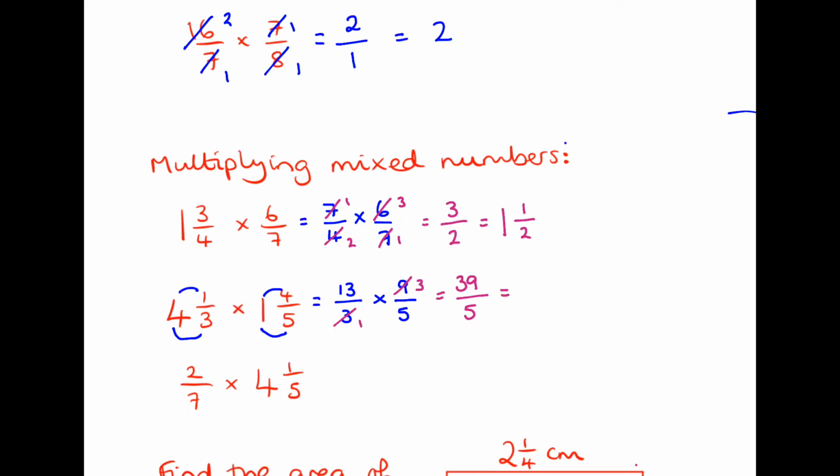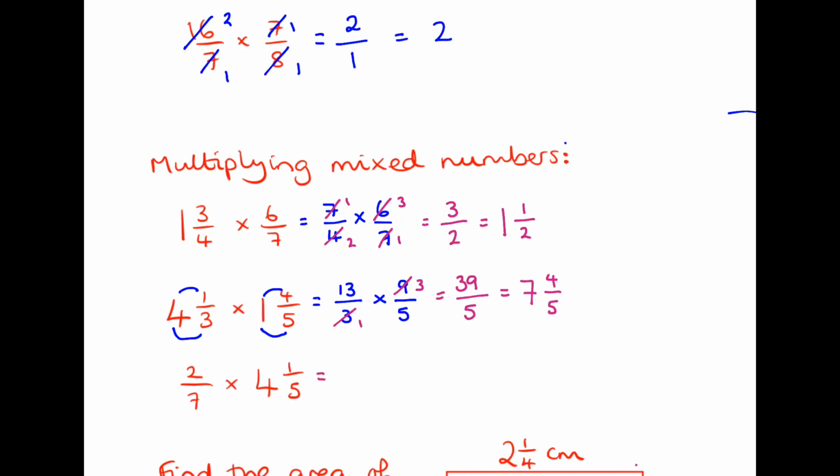When we change that into a mixed number, remember we do 39 divided by 5 is 7. And 7 5s are 35, so we've got 4 left over. So it's 7 4/5. Okay.